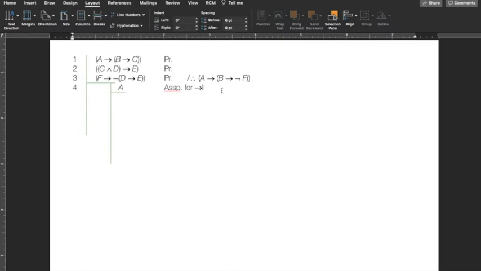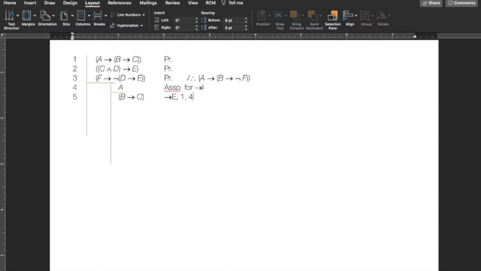So at this point, I need to move on to line 5 and introduce if B, then C. And that follows from conditional elimination using lines 1 and 4, where the antecedent appeared.